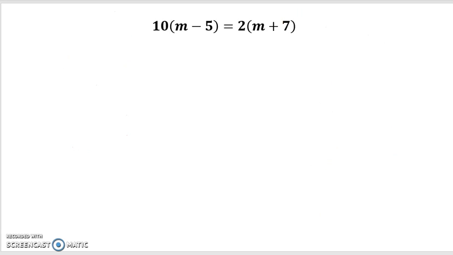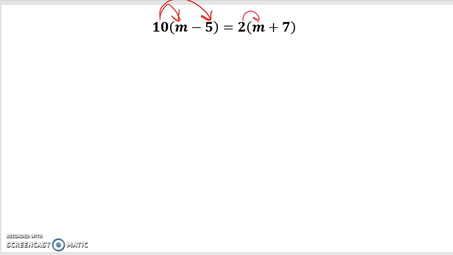All right, here we're going to get some practice with expanding our brackets. I like to write in what I call a rainbow because it just keeps me aware of what needs to be multiplied.